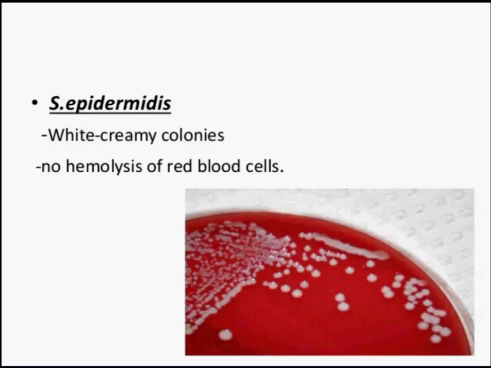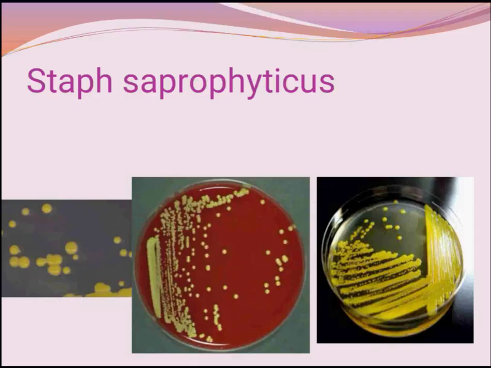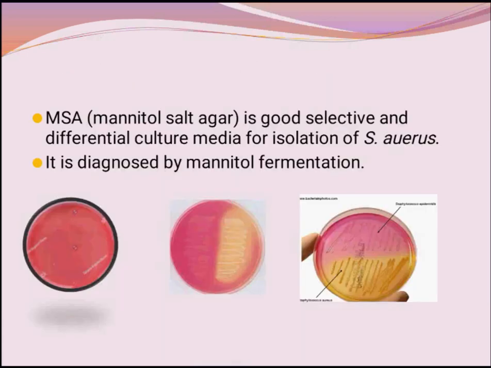Staphylococcus epidermidis gives us white, creamy colonies. On blood agar, they are non-hemolytic, with no clear zone around the colony. And Staphylococcus saprophyticus on nutrient agar gives us lemon yellow colonies, and on blood agar, they are also lemon yellow in color with no hemolytic zone. So we inoculated the microorganism on blood agar and nutrient agar.